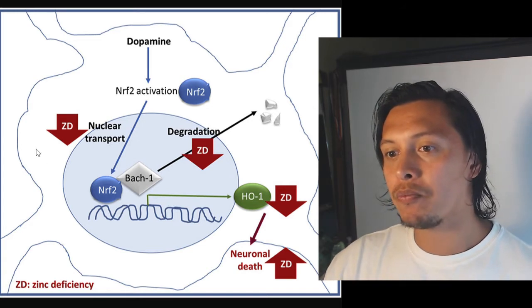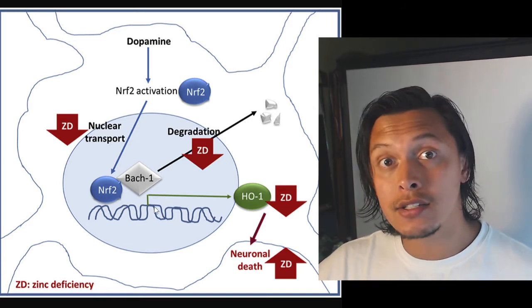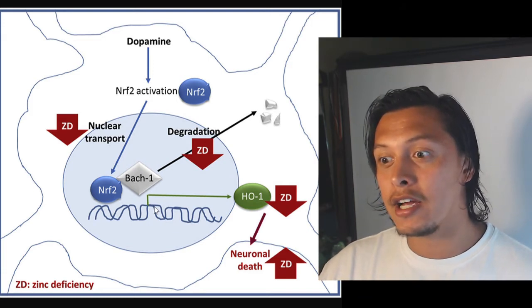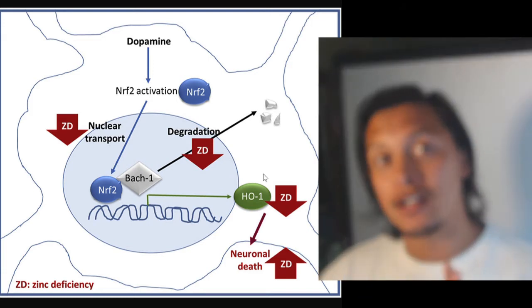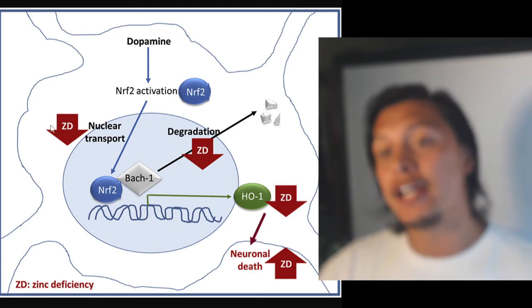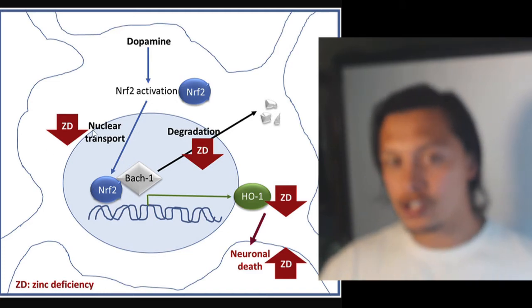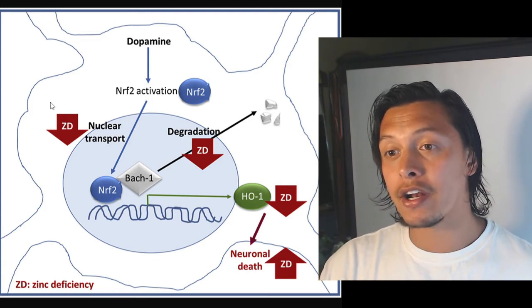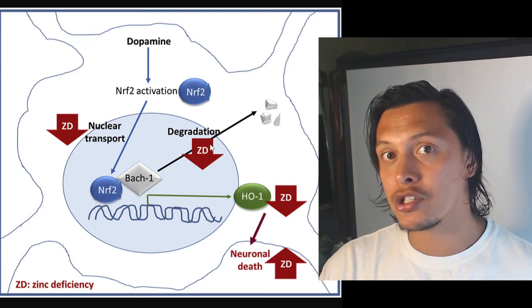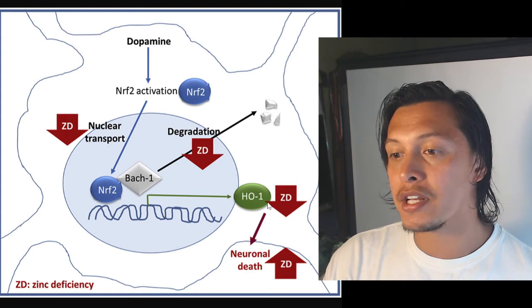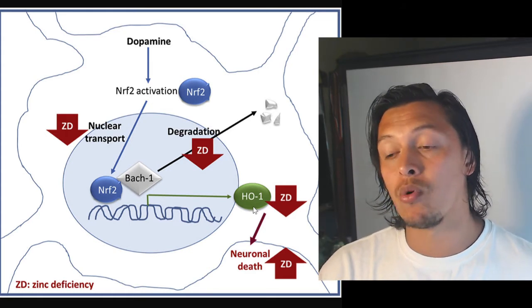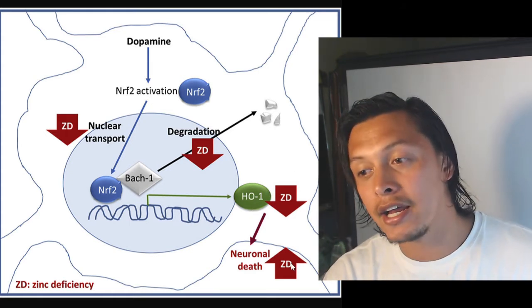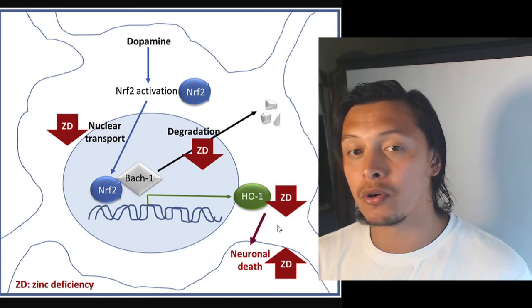So here, they learned that at least a few of the things that are preventing the cells from dying are the downregulation of the nuclear transport of NRF2, the downregulation of the degradation of BACH1, and therefore the downregulation of heme oxygenase 1, which is then upregulating neuronal death.